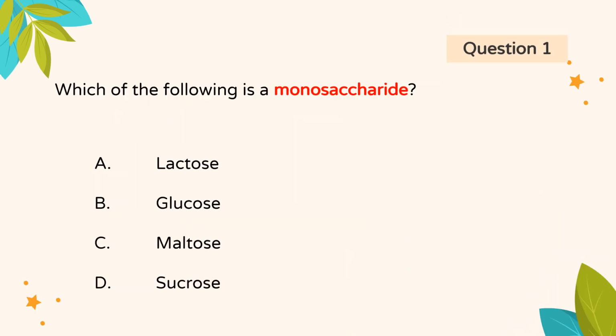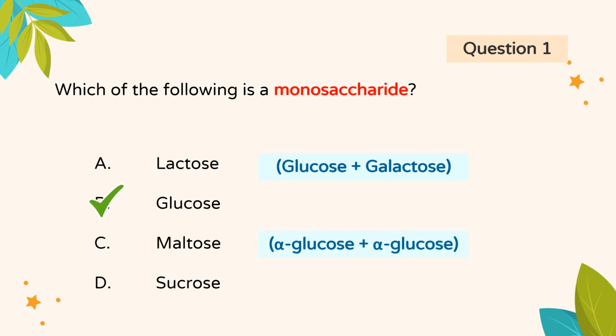Question 1. Which of the following is a monosaccharide? The correct answer is glucose. This is because lactose, maltose, and sucrose are disaccharides, which consist of two monosaccharides combined together.